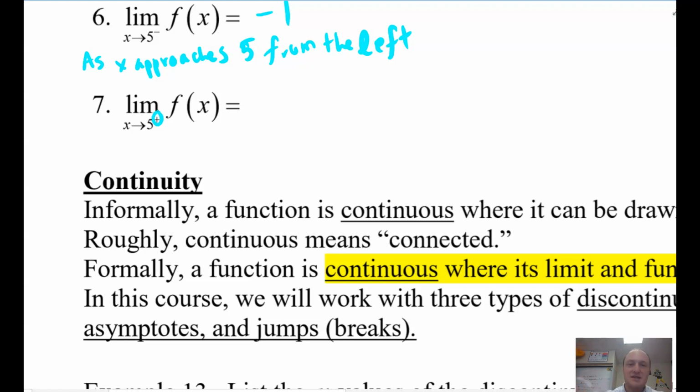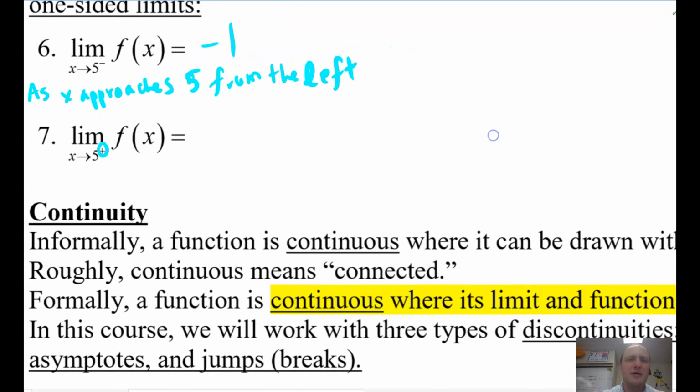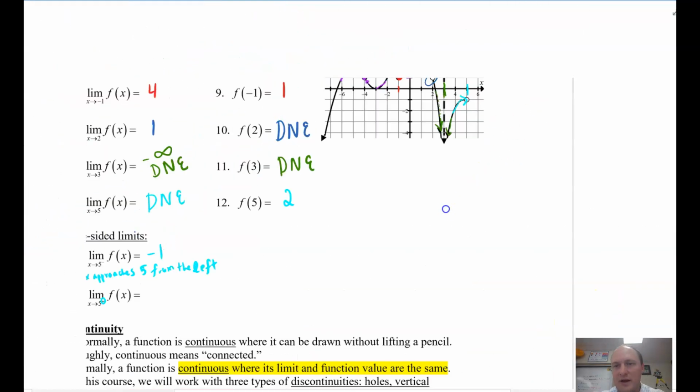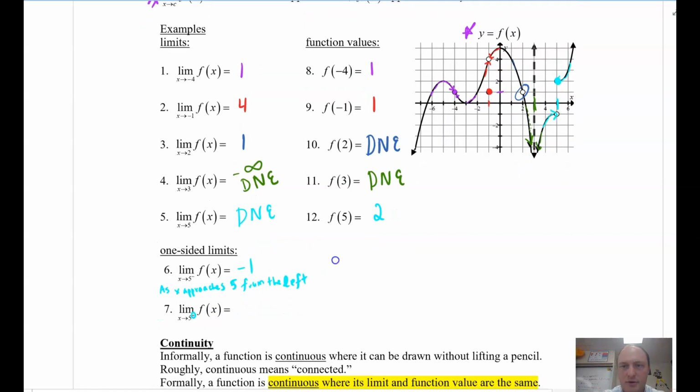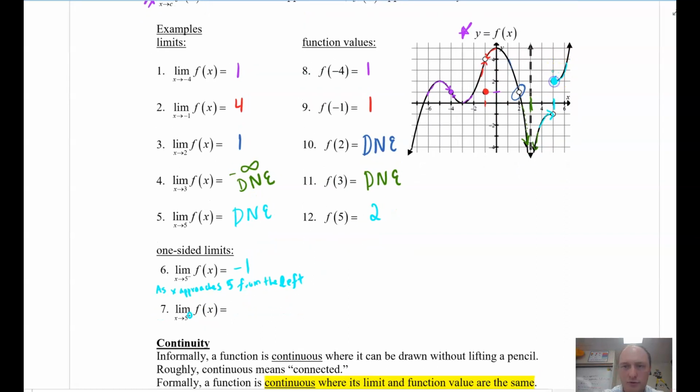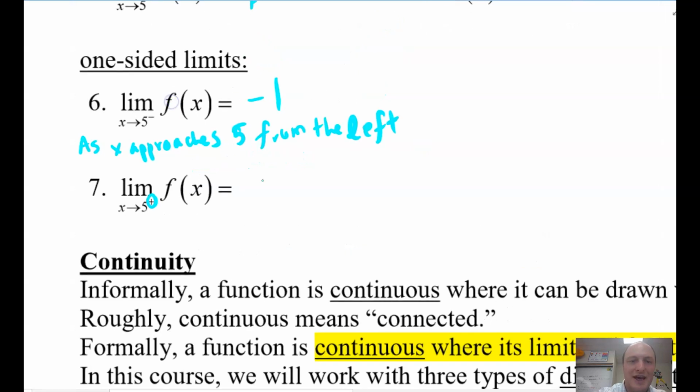from the right-hand side, right? And this makes sense because negative numbers are on the left, positive numbers on the right, so that's the way I remember it. Okay, and from the right, I believe it was 2. Yeah, 2. Okay, so that is one-sided limits.